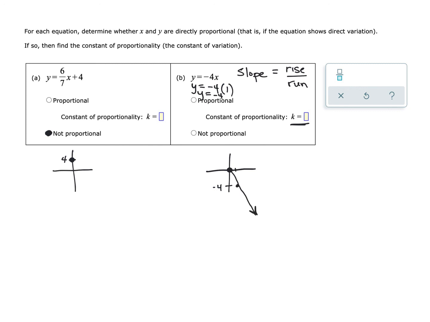All right, so in looking at the constant of proportionality, this is a rise or fall, in this case, of negative 4 over a run of 1. I fell 4, 1, 2, 3, 4, and I ran 1. So my constant of proportionality is negative 4.